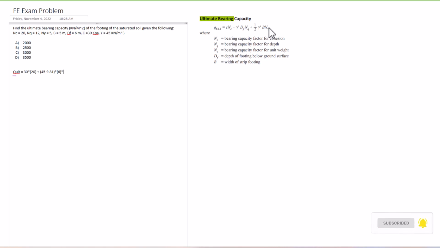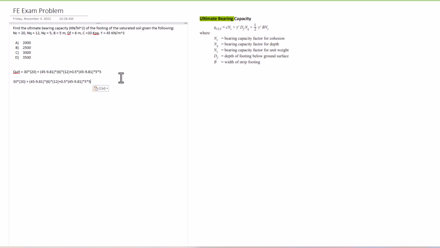Now N sub Q is 12, plus 0.5 times, same thing, 45 minus 9.81, times the base of the footing, 5 meters. And then we're finally going to multiply that by N sub gamma, which is 5. So we have our equation set up now. I'm just going to copy it down here to find the answer.